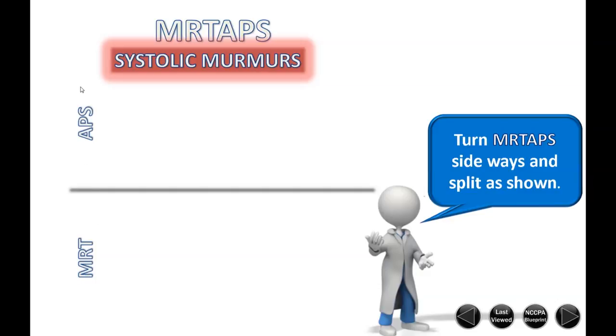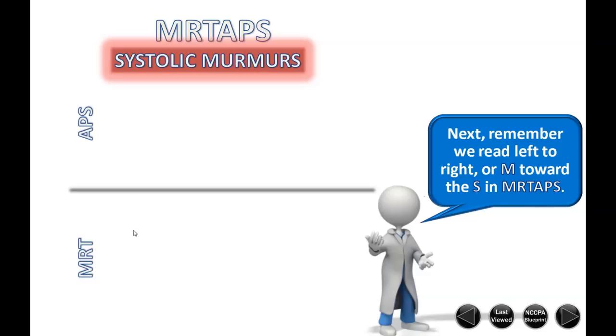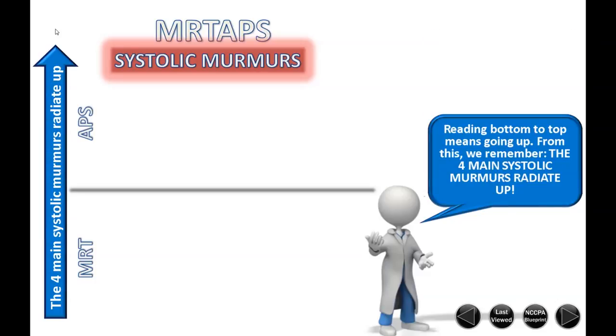Because of this, when we read this direction, it's easy to remember that all systolic murmurs are going to radiate up. So they're all going to radiate this way. So aortic stenosis radiates up. Any of the systolic murmurs you find will radiate upwards.